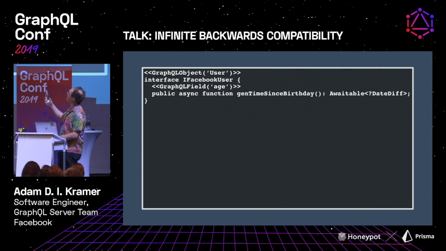So here's the function get time since birthday, which is a date diff. We've successfully mutated the schema, by the way. It's no longer just a string representing the age. This is what it looks like from an engineer's perspective, what they're writing in order to say, I want this method exposed to GraphQL as the age field.